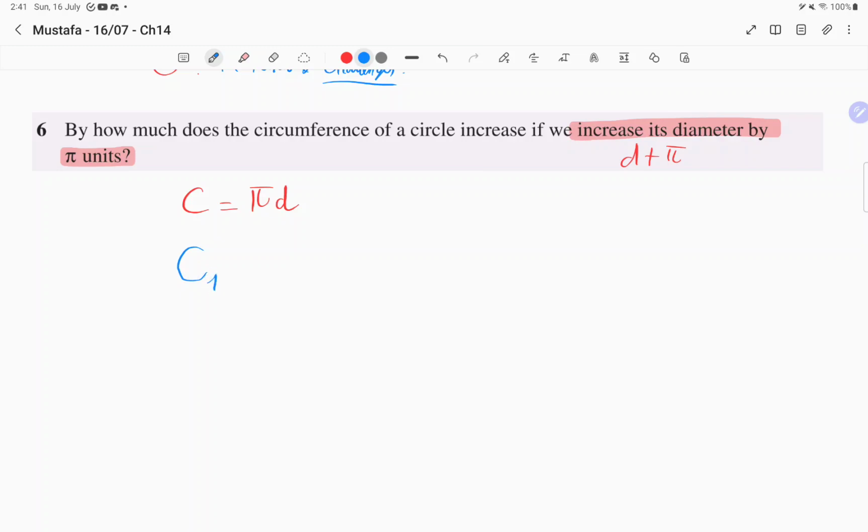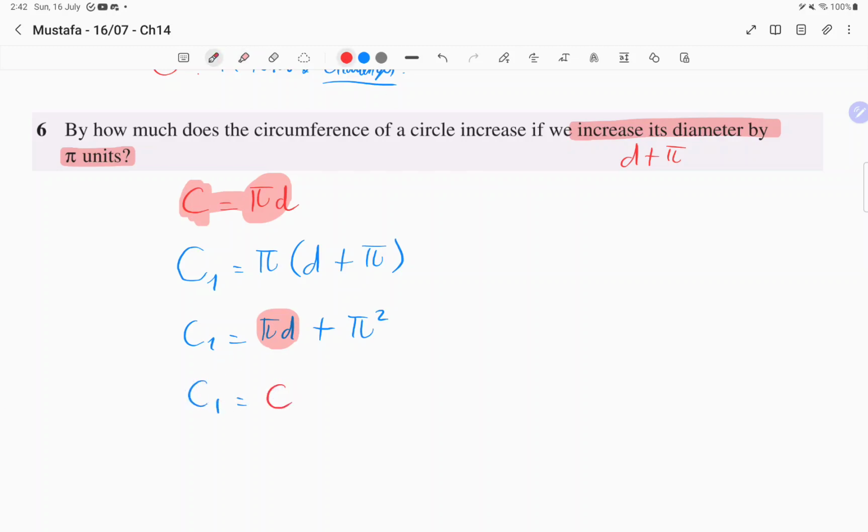So the new circumference is what? Pi times, and it is no longer d. It is d plus pi. Which means that now we can expand it. So that'll be pi times d plus pi squared. And what is pi times d? It is the initial circumference. So now I can write it as the new circumference is the initial circumference plus pi squared. So the answer is the circumference will increase by pi squared units.